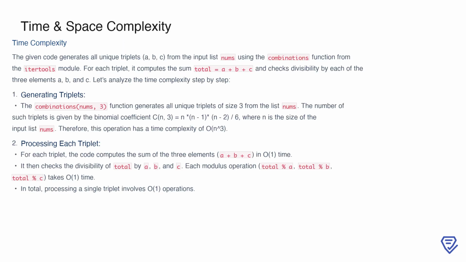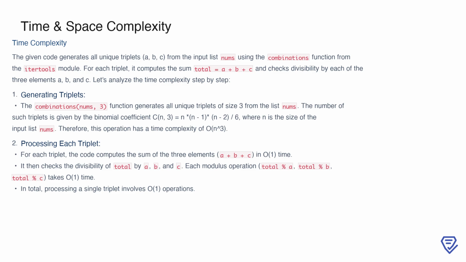Let's break down the time complexity of the given solution. First, the code uses the combinations function from the itertools module to generate all unique triplets of size 3 from the input list nums. The number of these triplets is determined by the binomial coefficient C(n, 3), which is equal to n times (n-1) times (n-2) divided by 6. This means that generating the triplets has a time complexity of O(n^3).